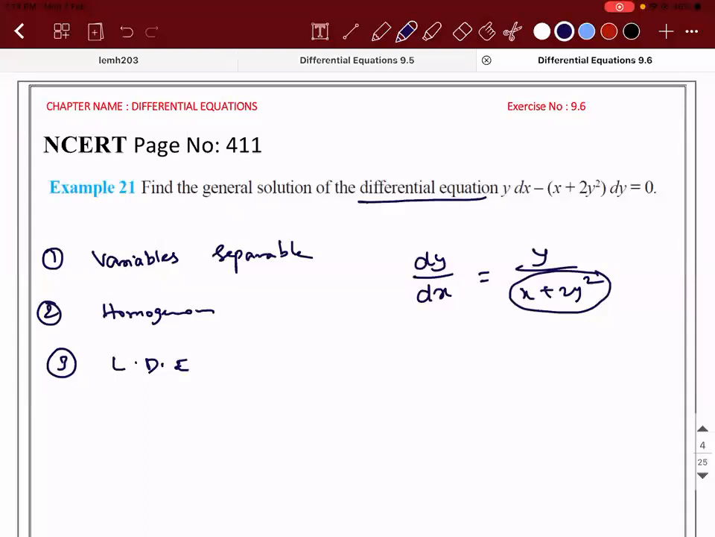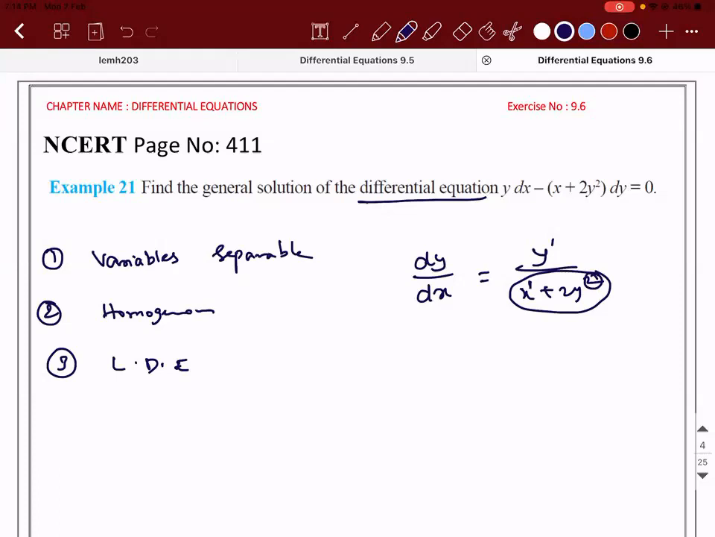Secondly, I will check if it is a homogeneous function. So is it a homogeneous function? Power in the numerator is 1. Denominator here the power is 1, here it is 2. For sure it is not homogeneous. So the only option that is left out is linear differential equation.